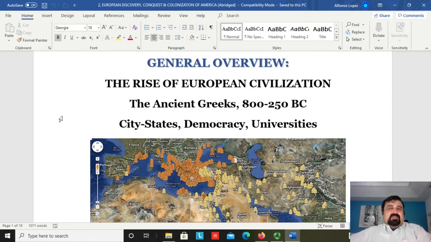This is your country, in other words. Okay, so we're going to see that the Greeks pioneered the city-states. In other words, before 800 BC, this is more or less when we see the rise of the city-state in ancient Greece.